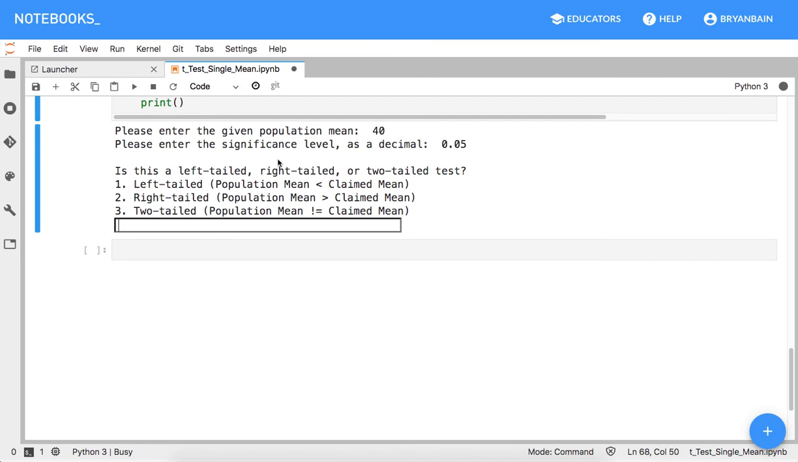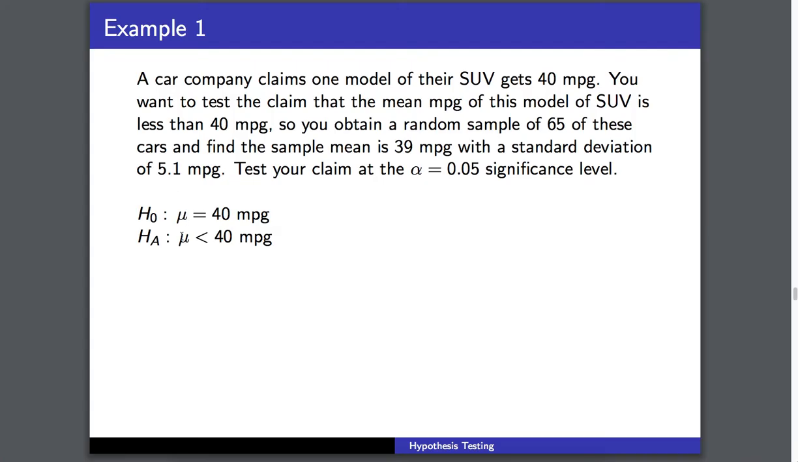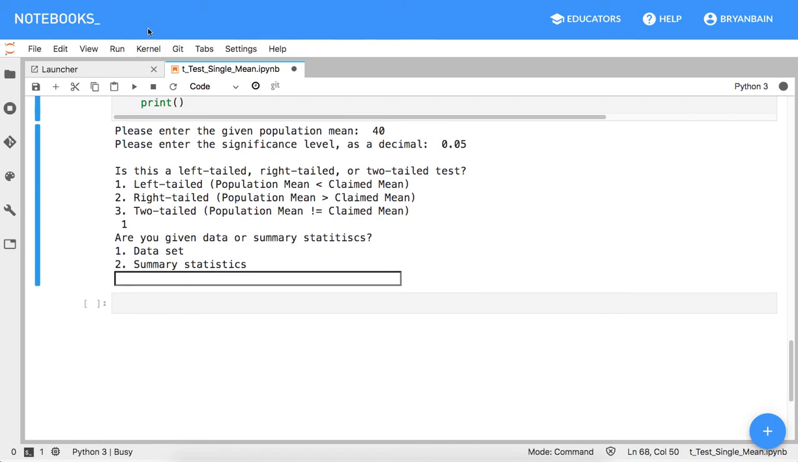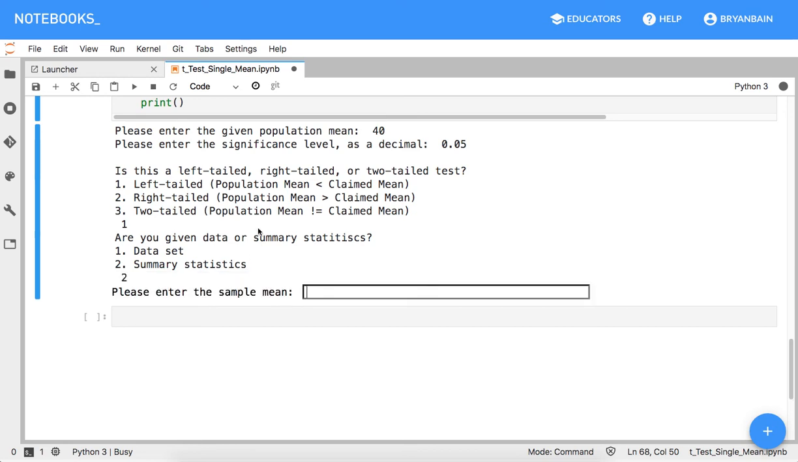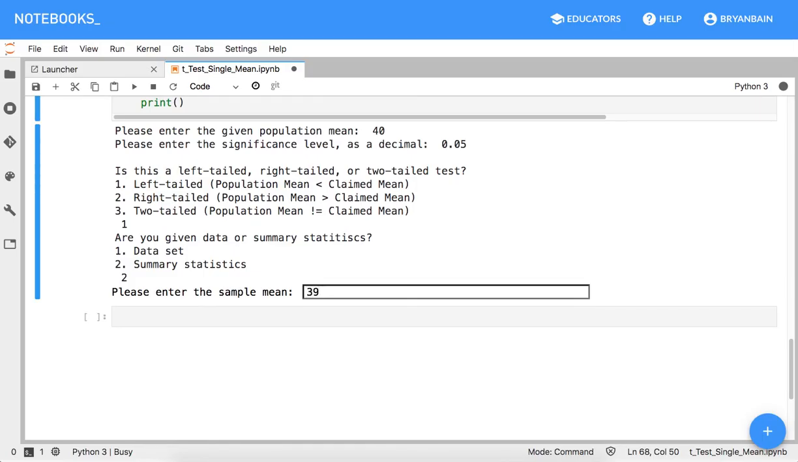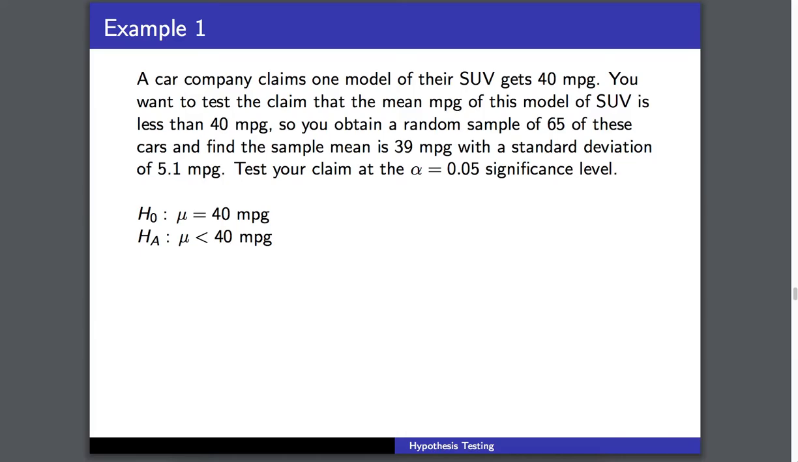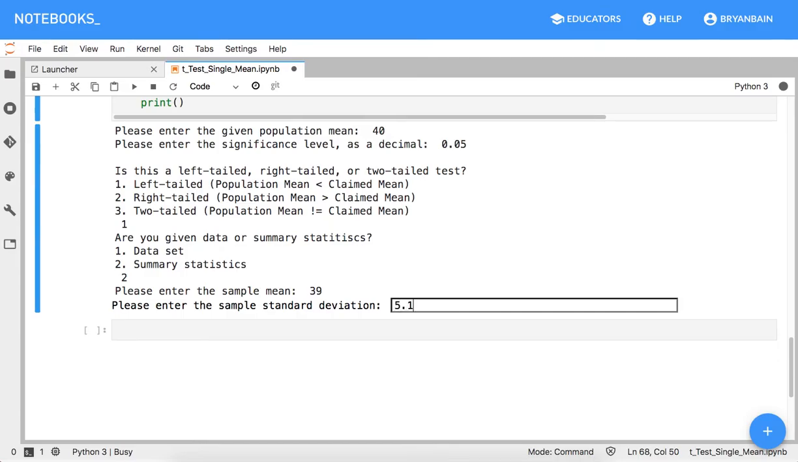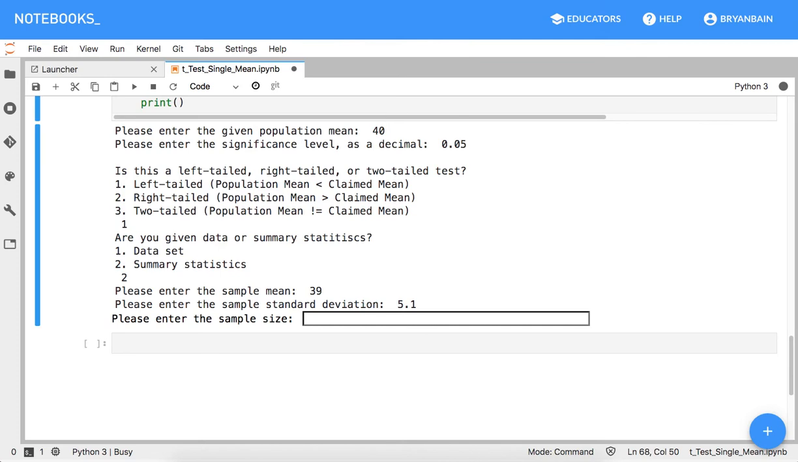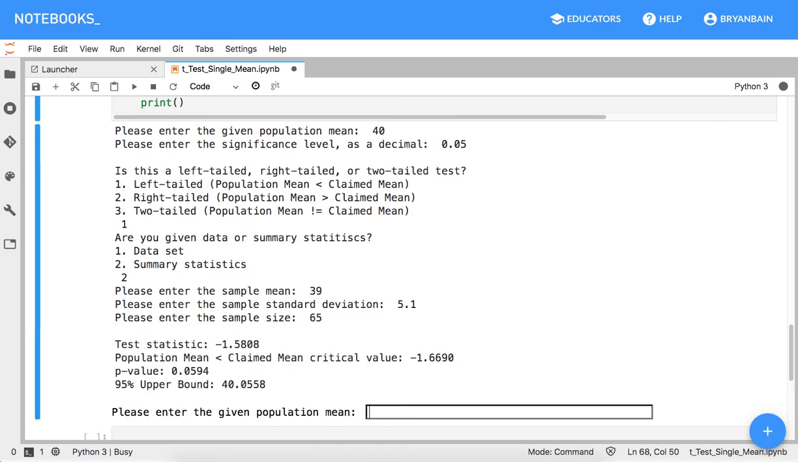Okay. And now left-tailed, right-tailed, or two-tailed. Well, according to our alternative hypothesis, it's less than 40 miles per gallon, so it's left-tailed. In this case, we are given summary statistics, so that would be option 2. Our sample mean was 39, I believe. Yeah, 39. I'm getting old, so I can't remember this as easily as I used to. Sample standard deviation 5.1? Yeah, 5.1. And sample size 65? Yeah, 65. I'm getting better. All right, so here we have our information.